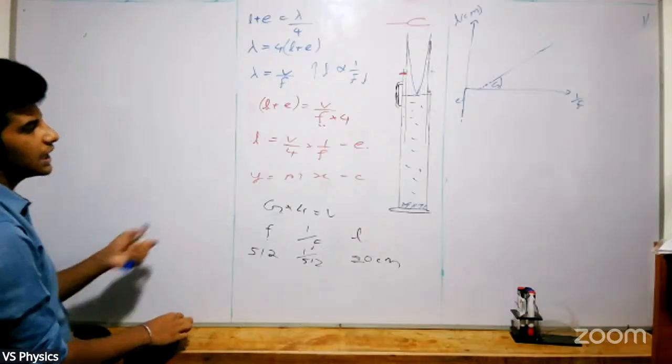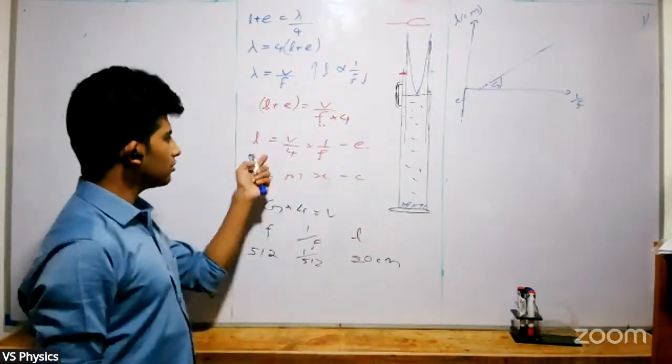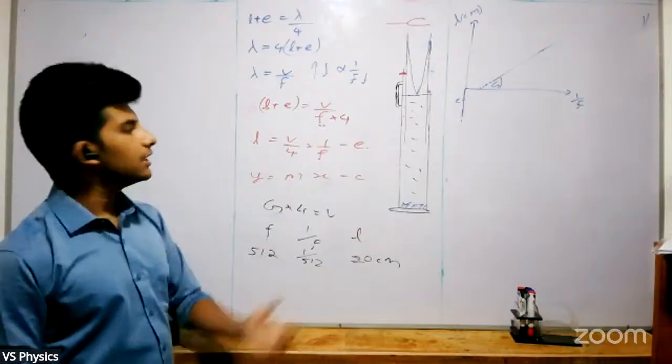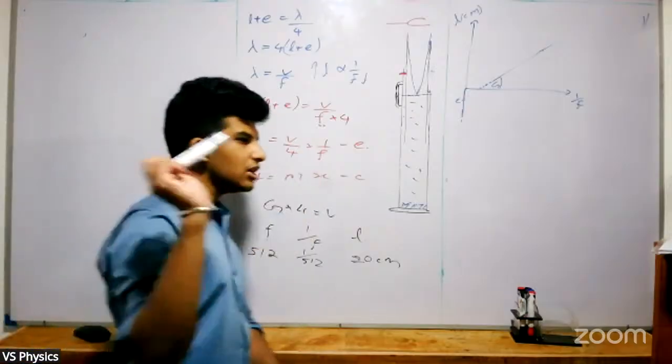In this method you are getting this equation. Therefore, in the other method you have to draw a graph of L versus 1 over F in order to get the velocity of sound. Which one is more accurate?